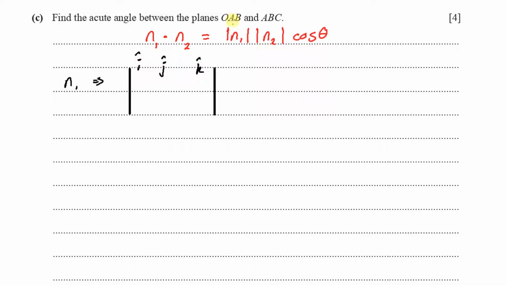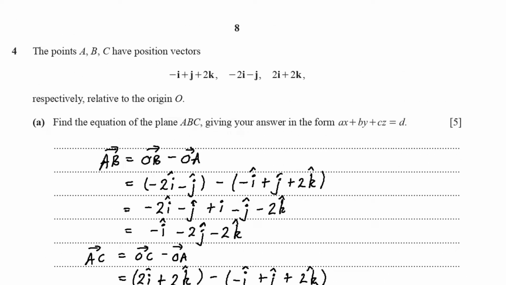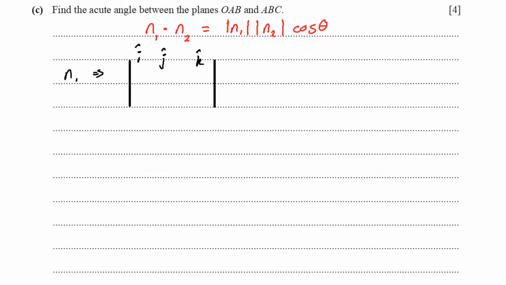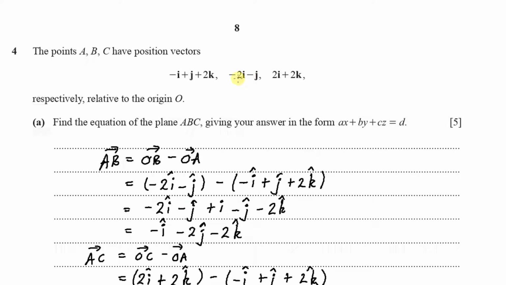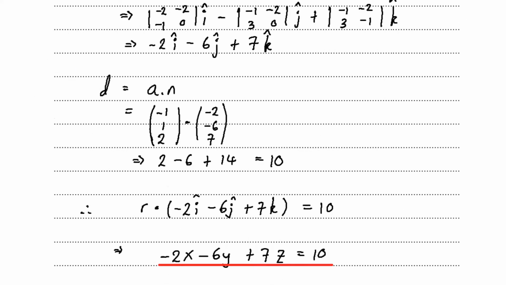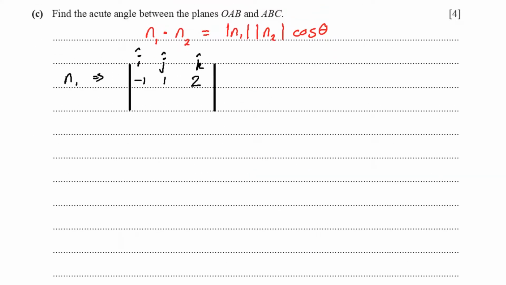Now we would need two vectors that are on the plane, and since it's a plane OAB, we can just find OA and OB. So for OA, the vector will be minus i plus j plus 2k. So the scalars will be minus 1, 1, and 2. So we have right here minus 1, 1, and 2. Then for OB, we'll be having minus 2 and minus 1. So we have right here minus 2 and minus 1. So this will be 0.